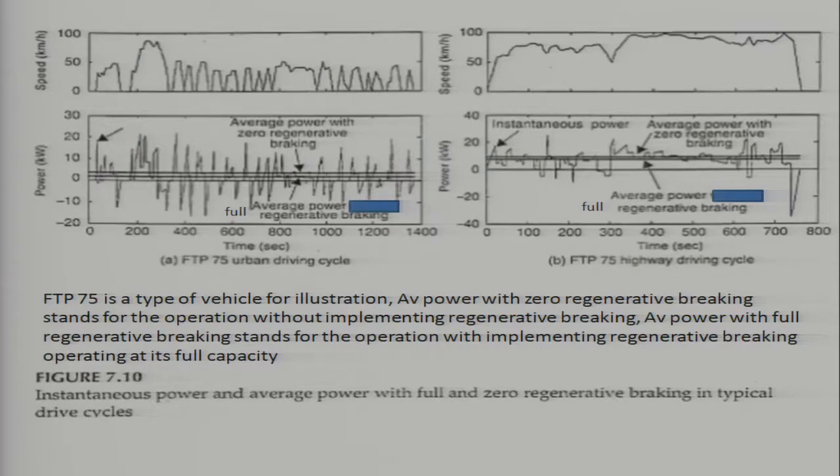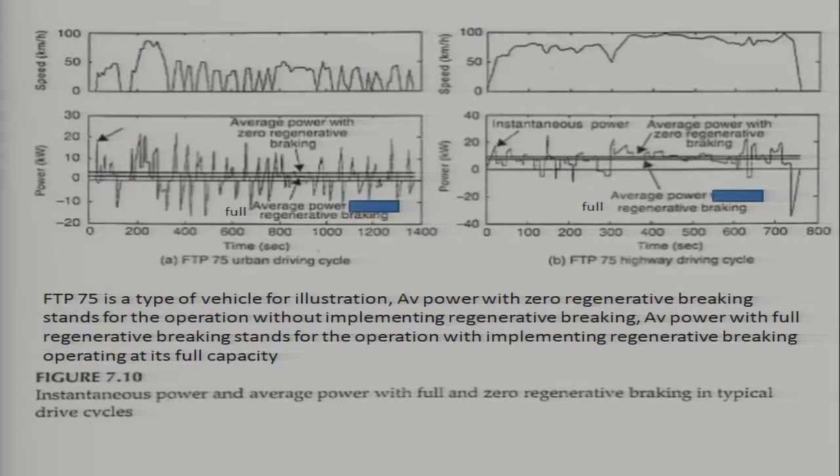Then for average power with full regenerative braking, you have this particular power, which you can see here. The average power requirement under this condition is smaller than the average power required for the zero regenerative braking process. Then in the same case, you can see the power requirement with respect to time changes. This is the instantaneous power requirement, and these are the graphs for instantaneous power.